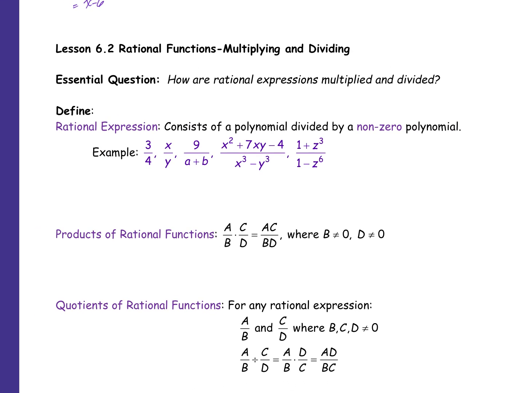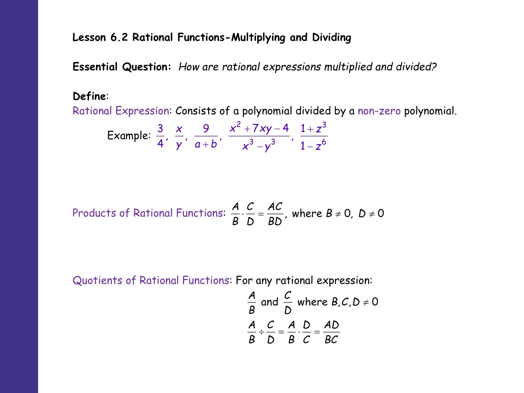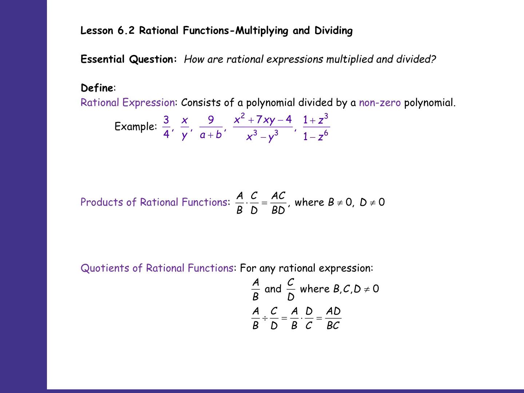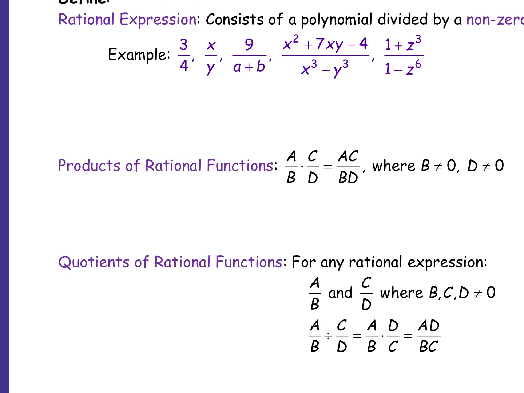So rational expressions consist of a polynomial divided by a non-zero polynomial. So we just put in another little definition that corresponds with our definition from last class. All of these are examples of a polynomial. So the product of the polynomials, if I have 2 fractions I'm multiplying together, I multiply numerator times numerator and denominator times denominator. I just multiply straight across, top times top, bottom times bottom, right? And then neither one of the bottoms can be equal to 0. Okay? So that's how I multiply fractions.